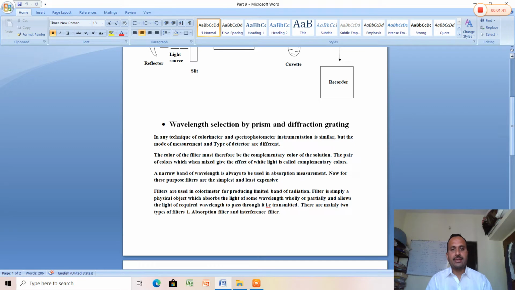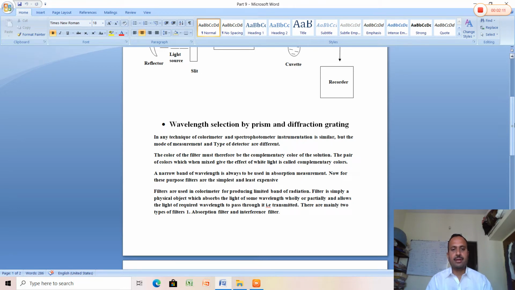Now in any technique of colorimeter and spectrophotometer, the instrumentation is similar. Colorimeter and spectrometer instrumentation is very similar, but the mode of measurement and the type of detector are different. The measurement system, in which way it deals, and the different detectors employed to detect the intensity of transmitted radiation, should be different.